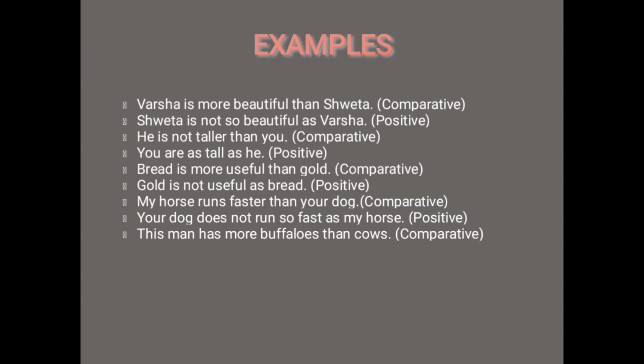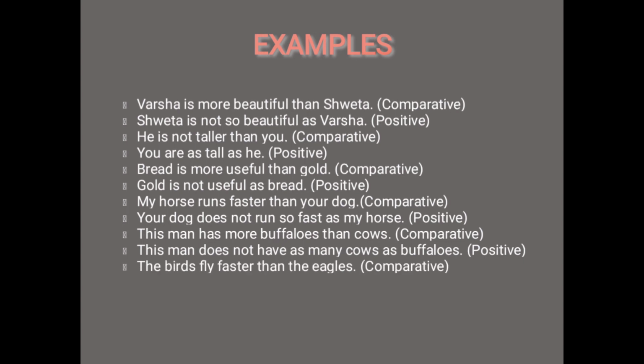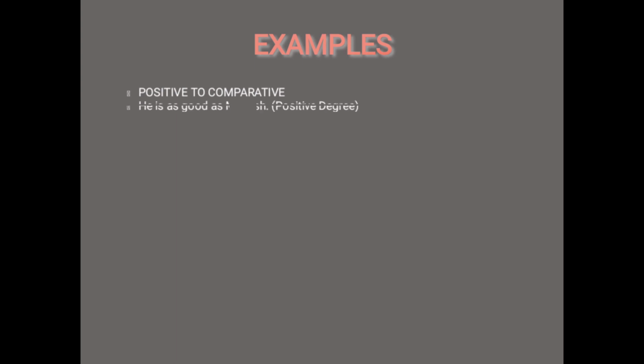This man has more buffaloes than cows. So this man does not have as many cows as buffaloes. And the birds fly faster than the eagles. So these are the examples of positive to comparative. That was comparative to positive. Now: he is as good as Mukesh. So it is in the positive form, as is used, and while converting it will be: Mukesh is not better than him.